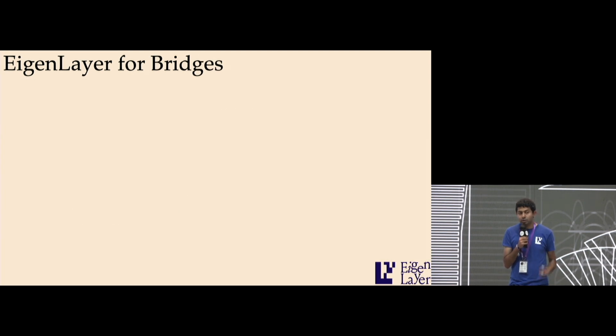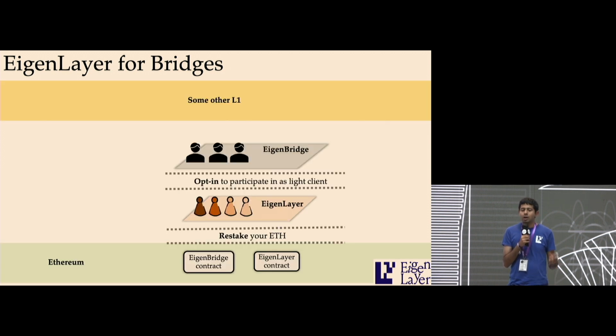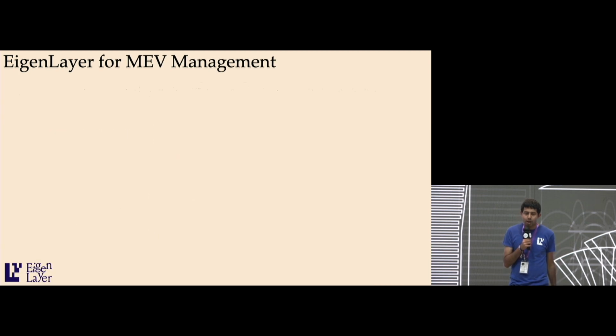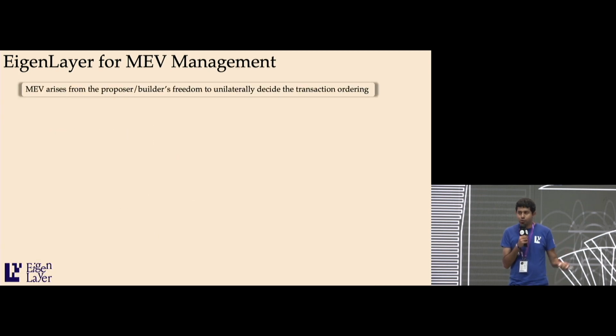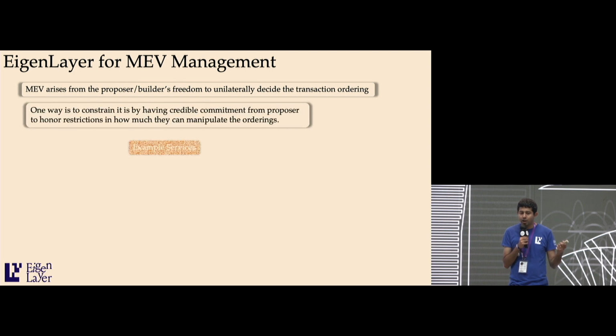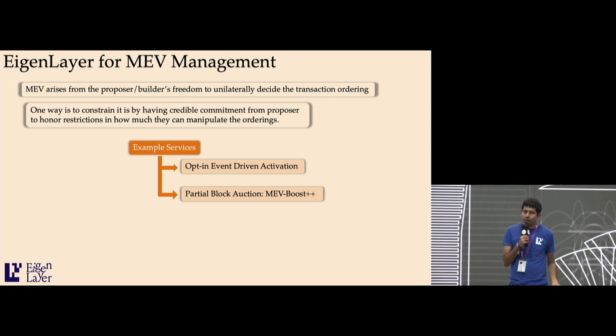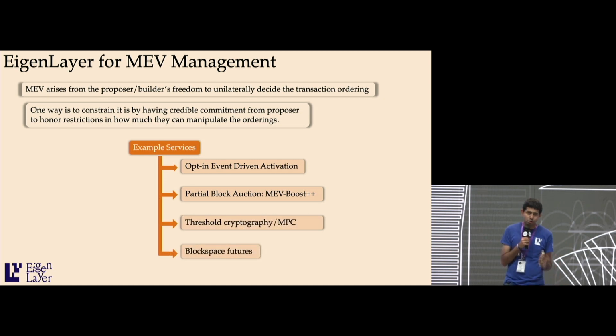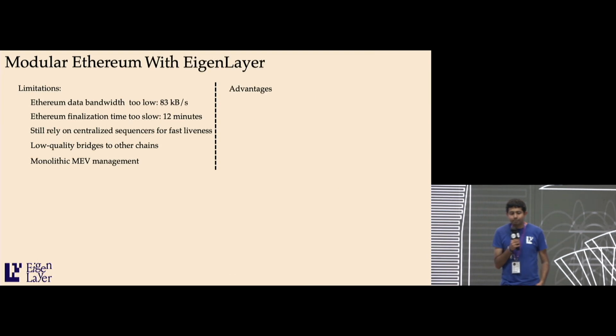You can start building bridges. Many bridges we are in partnerships with are building fast bridges to move data across various layer 2s and layer 3s. You can start building very sophisticated MEV management where you don't have to only do auctions. You can do event-driven actions. You can do partial block auctions. You can do threshold cryptography. You can do block space futures, all of this on EigenLayer.